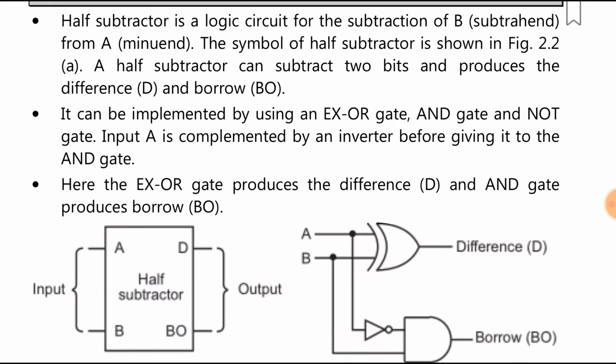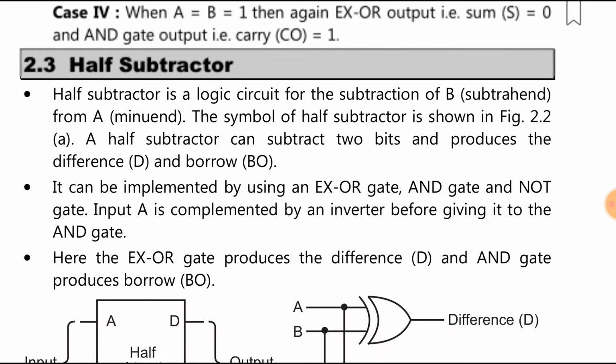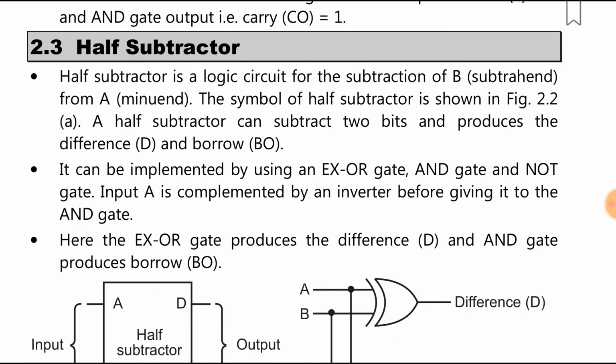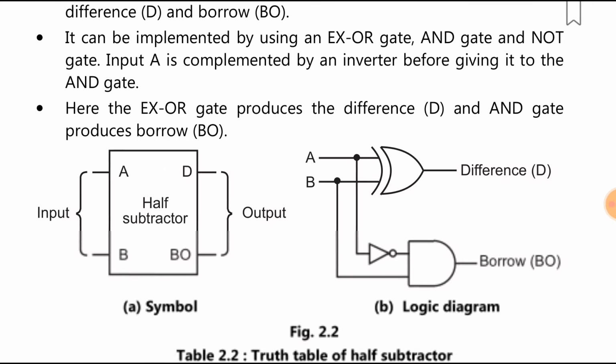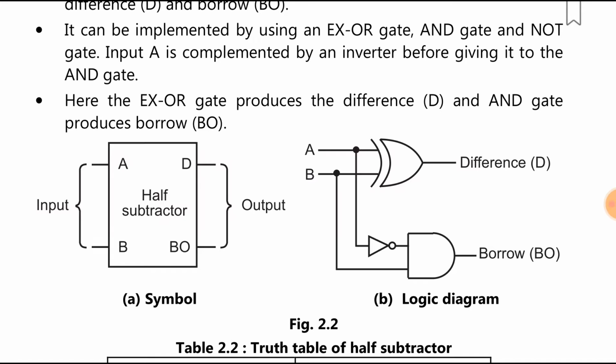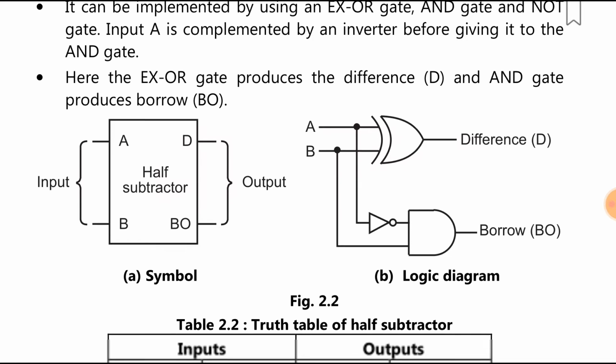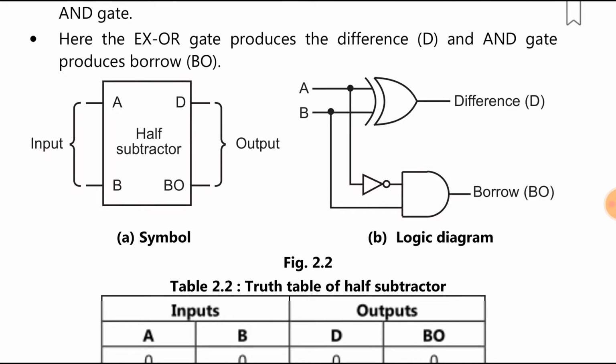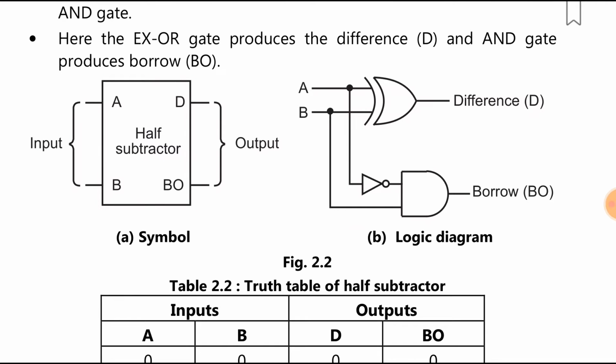Now the half subtractor. In the half subtractor, we have just taken the inversion of the A input given to the AND gate. So the half subtractor is a logic circuit for subtraction. The symbol of the half subtractor is shown. A half subtractor can subtract 2 bits and produces the difference D and borrow B0. It can be implemented by using an XOR gate, an AND gate and a NOT gate. Input A is complemented by the inverter before giving it to the AND gate. Here the XOR gate produces the difference D and the AND gate produces the borrow.